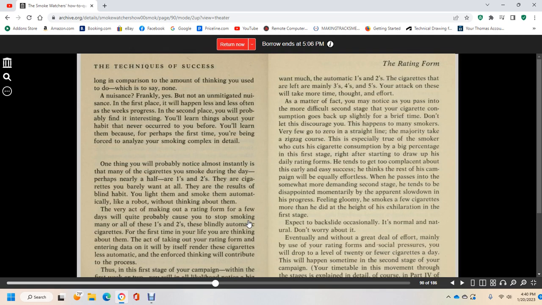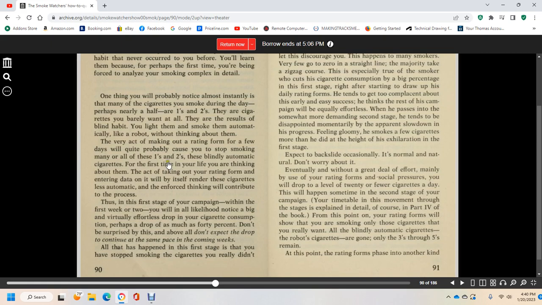Is it a nuisance? Frankly, yes, but a mitigated nuisance. In the first place, it happens less and less often as the week progresses. In the second place, you will probably find it interesting, learning things about your habit that never occurred to you before, because perhaps for the first time you're being forced to analyze your smoking complex in detail.